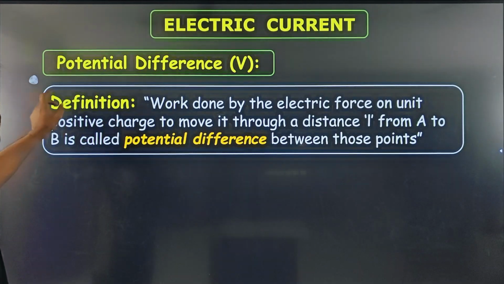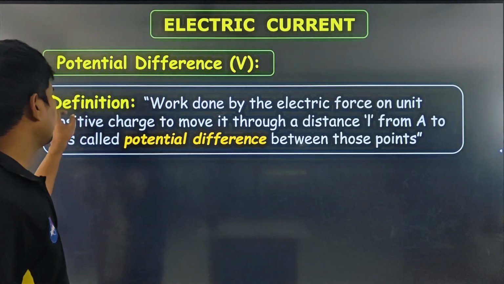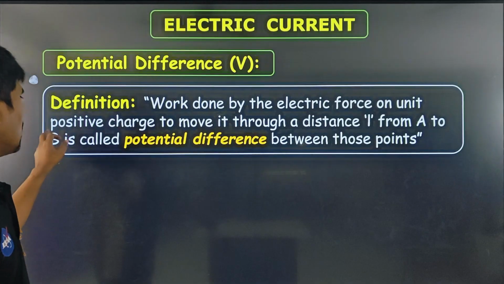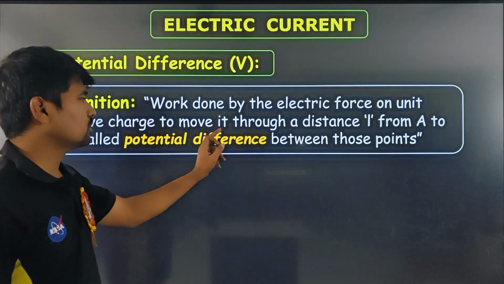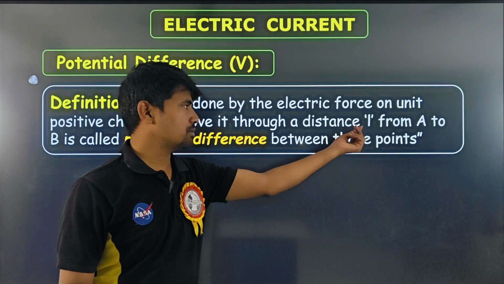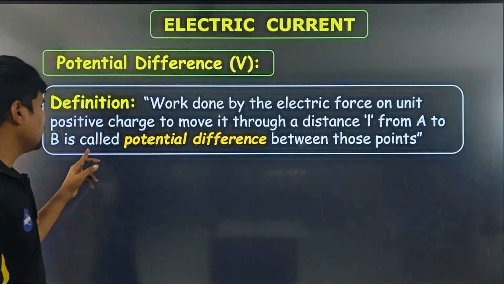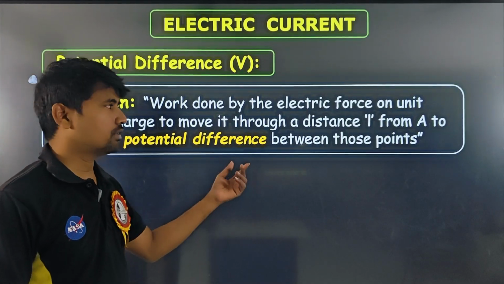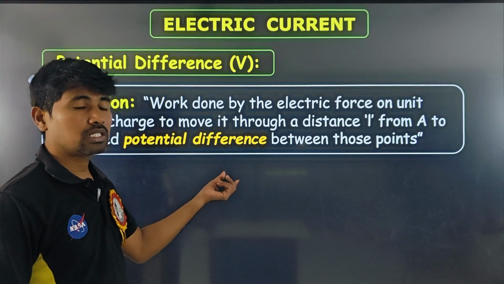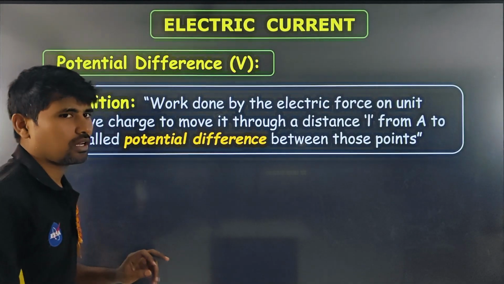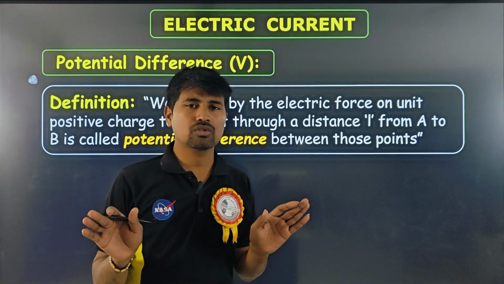Here is the definition. Potential difference is denoted with capital V. Definition: the work done by the electric force on a unit positive charge to move it through a distance L, or displacement S, from A to B is called the potential difference between those points. Very important definition, my dear students. Pause the video and copy the definition. It is compulsory to write the definition, otherwise no use.